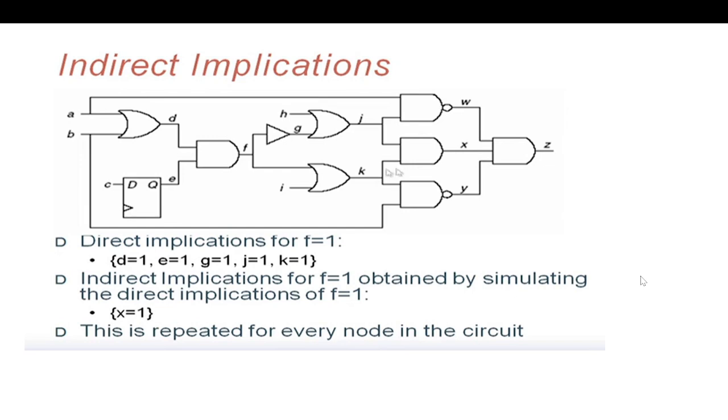We have something called indirect implications. These are already defined. F is 1. Because of 1 here, we need both to be 1. Because of a 1 here, we have 1 here which gives J to be 1 and K to be 1. And what is an indirect implication? Because of this and this being 1, X is 1. The next level of simulation. So this is repeated for every node in the circuit.